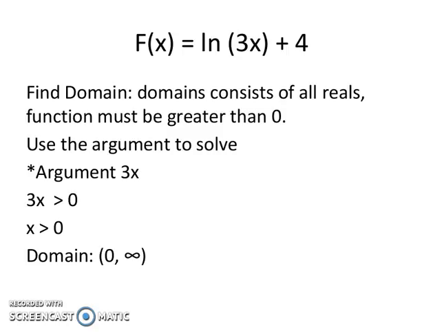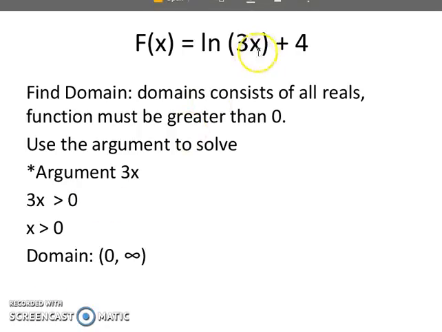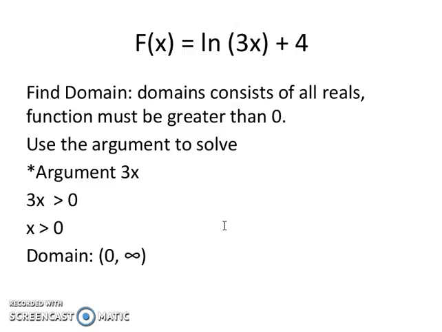And if you remember, the domain consists of all reals where our function's argument must be greater than 0. In order to find where our function is defined, we use the argument, or where our variable is in the equation. Our variable is right here, attached with a 3x. So our argument is 3x in this case, and we need to find where 3x is greater than 0.